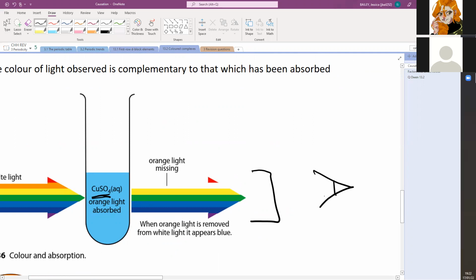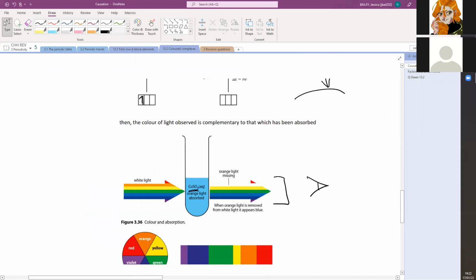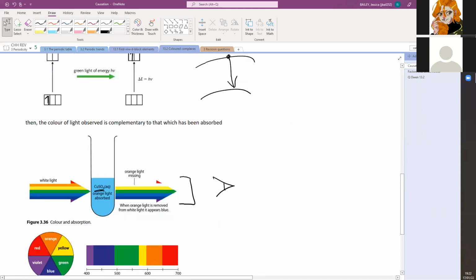So it's got nothing to do with this copper sulfate actually emitting blue light. Well, it is emitting blue light, but it's not only emitting blue light. It's emitting everything else, but because the orange is missing, my eye interprets all the colors coming out of that thing as being predominantly blue. And so that's why you have to use your color wheel to figure out what's going to be seen.